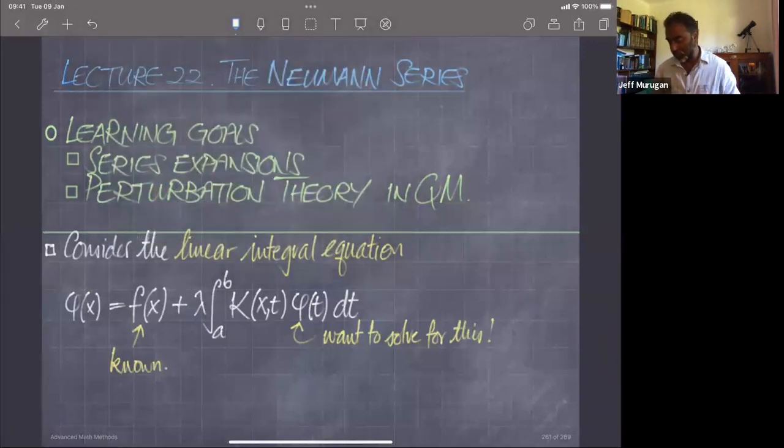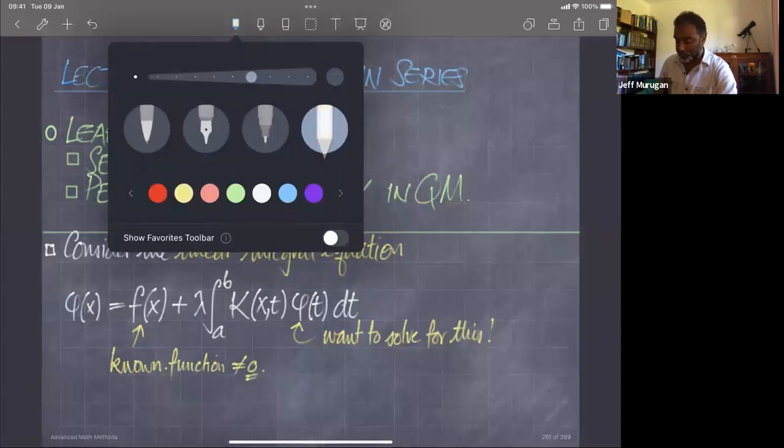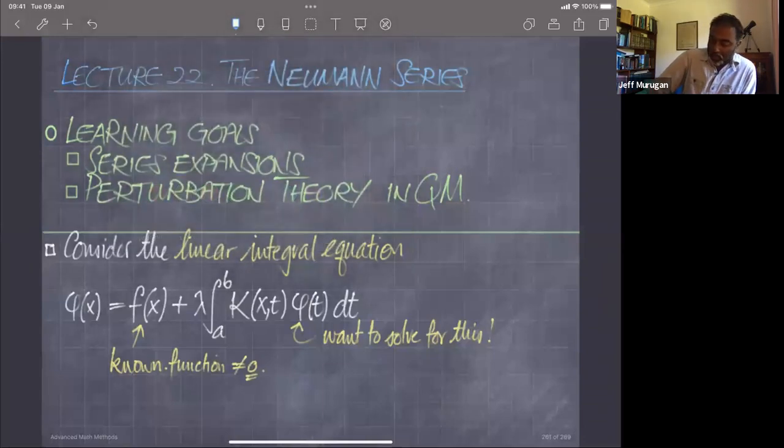Okay, very good. So this is a Fredholm type problem because the limits of integration are fixed. It's an inhomogeneous integral equation because of this f of x, which I'm going to assume is non-zero. So it's a known function that's not equal to 0. I very specifically want it to be this inhomogeneous problem. And it is of the second type because phi of x occurs both inside and outside the integral.